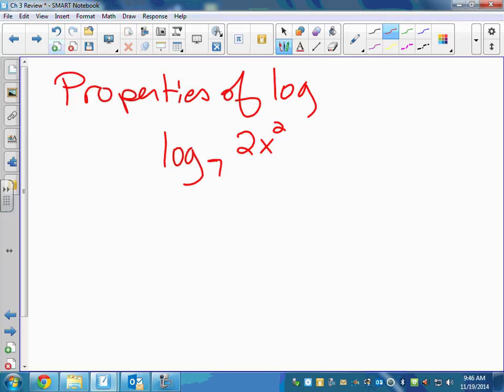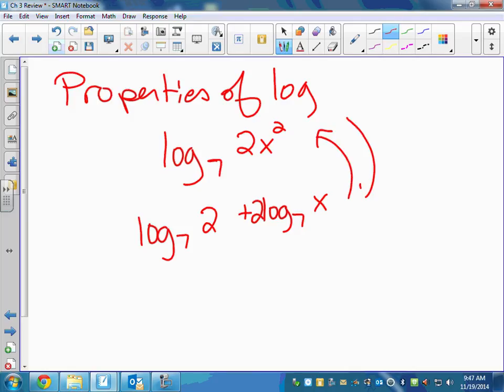So if this was on my paper, I would say that's the same as log 7 of 2 plus log 7 of x squared, which I'm going to just say is 2 log 7 of x, and I'm going to bring that 2 out front because the exponent can come down. And then I could go the other way. I could give you this, and I could ask you to put it back together. So this way and this way. You don't need a calculator for that, so that's why I threw it on the no calculator part.